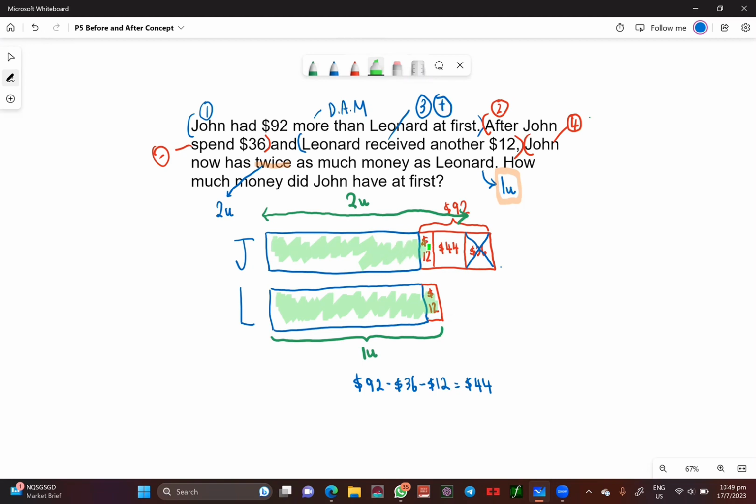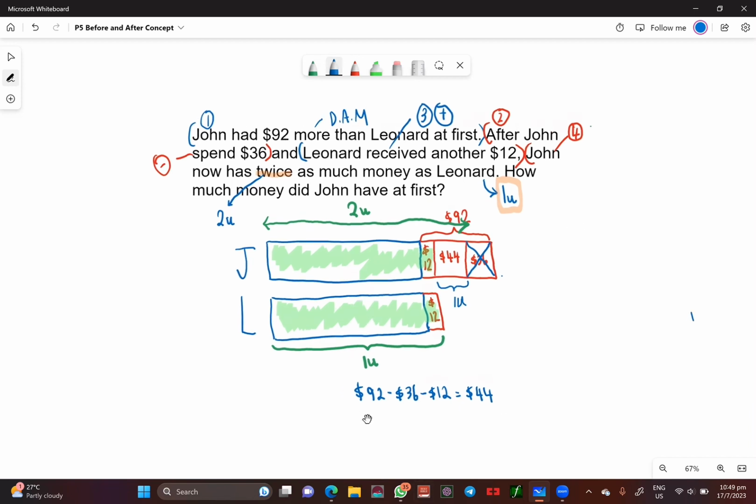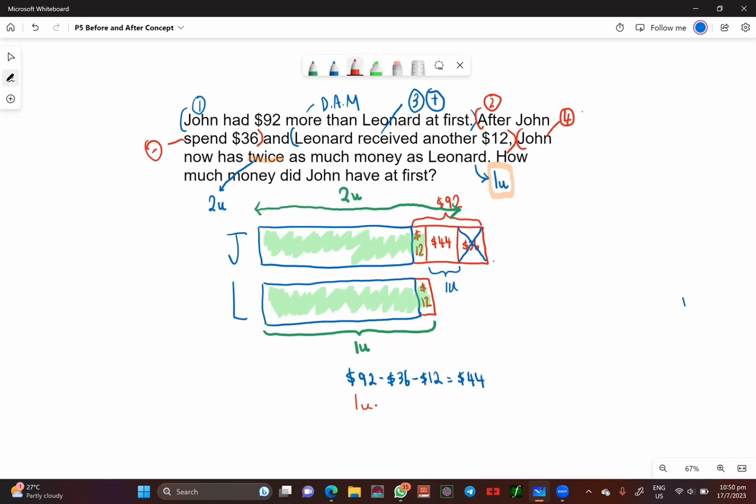So you must always apply the mirror image principle. And you remember just now we talked about how John has 2 units, right? So if that's the case, what I can do now is to simply say that anything from here all the way to here is basically 1 unit. So what I can confidently write is that 1 unit is simply $44. If I know that 1 unit is $44, you know that 1 unit is basically what we call Mr. Green Man.